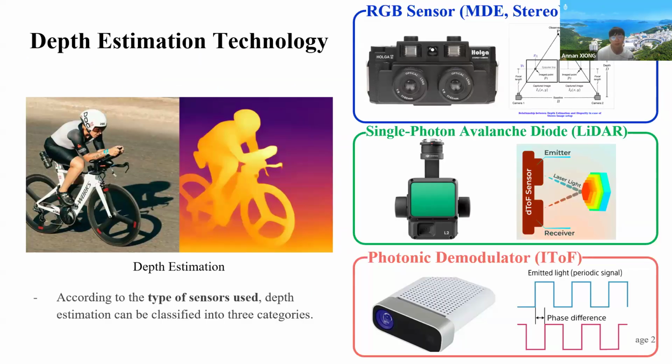Depth estimation is a technology that can recover the distance of an object. According to the type of sensor used, depth estimation can be roughly classified into three categories. The first category is based on RGB sensors, such as monocular depth estimation and stereo vision. This kind of technology recovers the distance by geometry. The second kind is direct time-of-flight, based on the single photon avalanche diode. It is also called LiDAR.